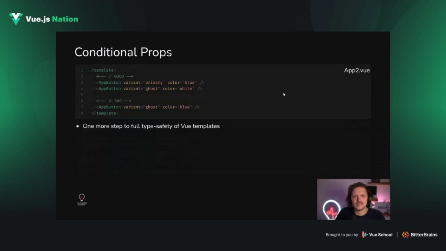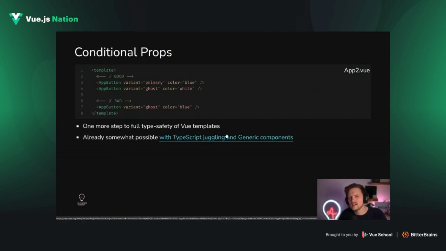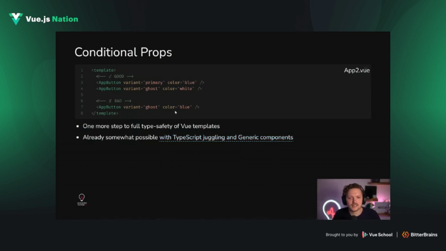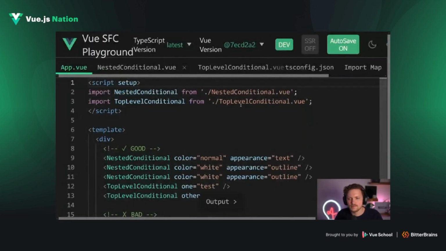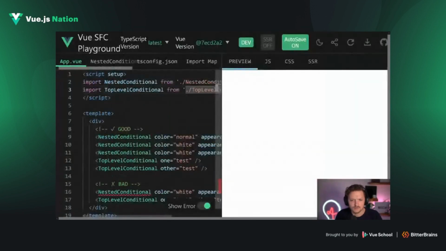So let's go back to that example here. If we would have that, then we would basically have one more step to full type safety of Vue templates, right? Which is, to be fair, one of the benefits of JSX out there. So it would be good to have that. There's also an issue about that. And actually, I tinkered around with that in the last days, and there is actually a way, and I will show you that in a second, that you can do that with TypeScript juggling and generic components. So let me quickly jump there. Here we go. Maybe make it a little bit smaller.